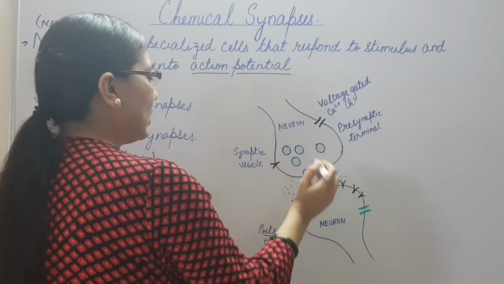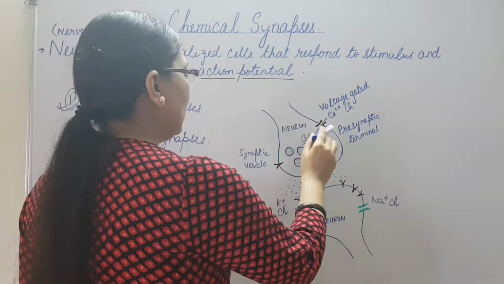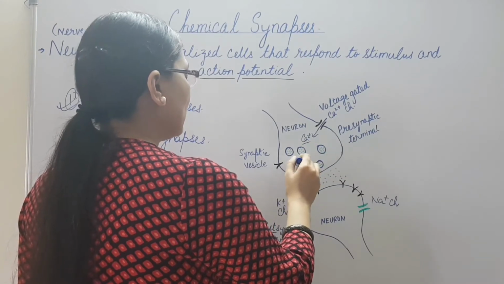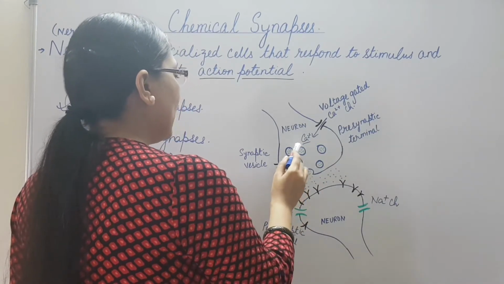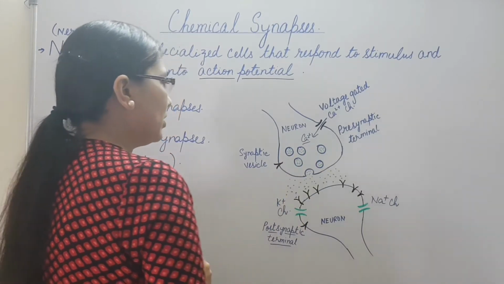The space between the presynaptic and postsynaptic neuron is known as the synaptic cleft. In the presynaptic terminal, membrane-bound vesicles are present, known as synaptic vesicles, and these are filled with neurotransmitters, which act as chemical messengers.